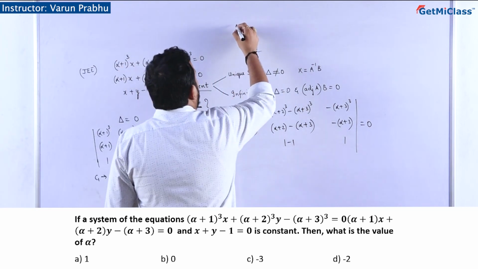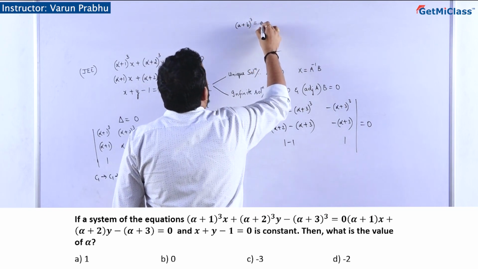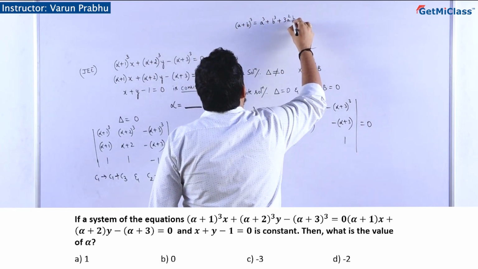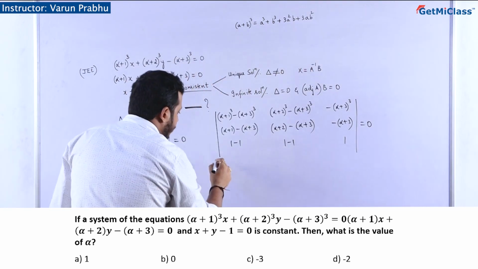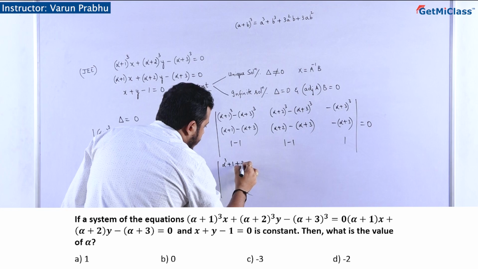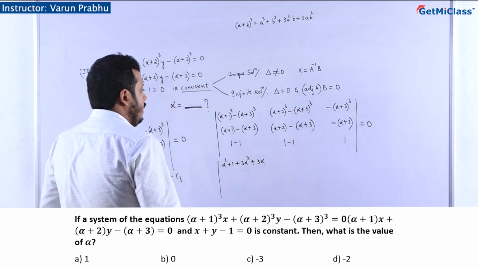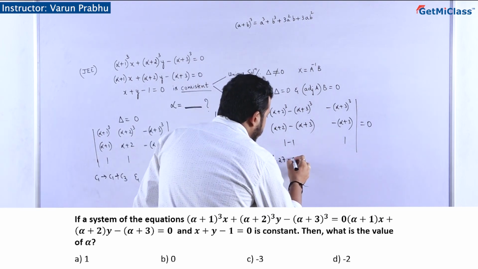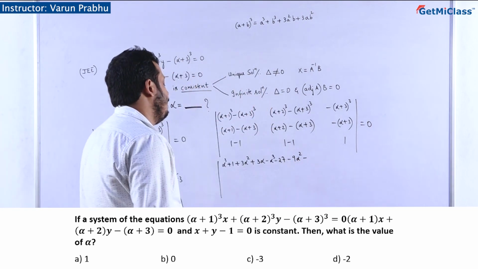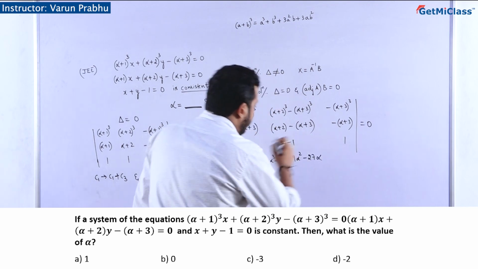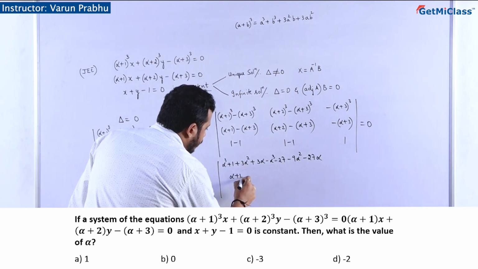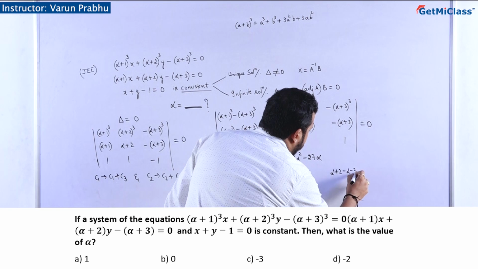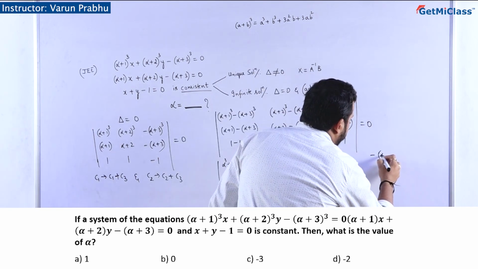What is the formula for a plus b the whole cube? It can be written as a cube plus b cube plus 3a square b plus 3ab square. So I can say alpha cube plus 1 plus 3 alpha square plus 3 alpha, minus alpha cube minus 27 minus 9 alpha square minus 27 alpha. Similarly here alpha plus 1 minus alpha minus 3, and this part would be 0. Similarly here alpha plus 2 minus alpha minus 3, and this part would be 0, and here it is minus of alpha plus 3 the whole cube.